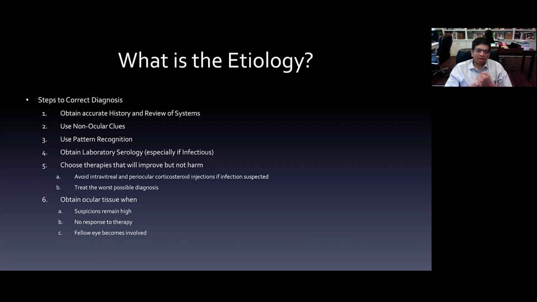And then obtain ocular tissue samples when your suspicions remain high that it's infectious despite a negative workup serologically, or if they have no response to therapy, or they become worse on the therapy that you have. Or if you have a fellow eye that becomes involved while you're treating one eye, that also should tell you that you need to be more cautious.